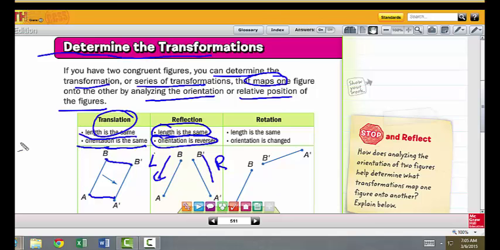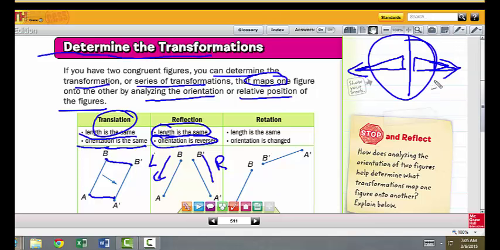Another way to look at this is like this. If we were reflecting, let's say we had a figure that looked like this, and we were going to reflect it over this line. Instead of this arrow, so to speak, pointing that direction, after we reflect it, it's going to be pointing in the opposite direction. That's what we're talking about when we talk about orientation.